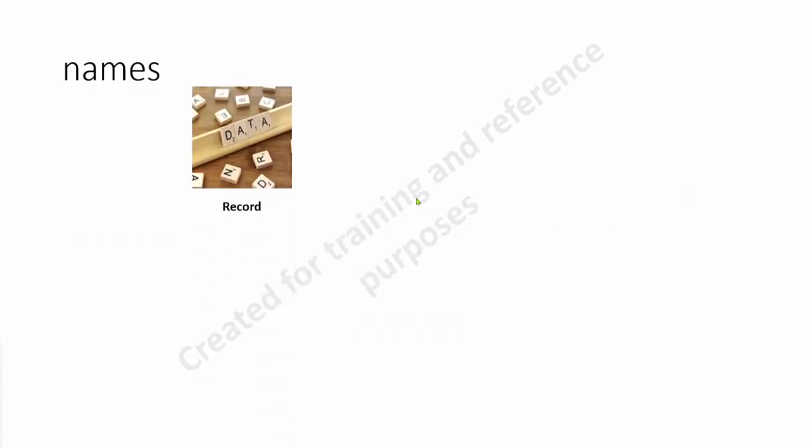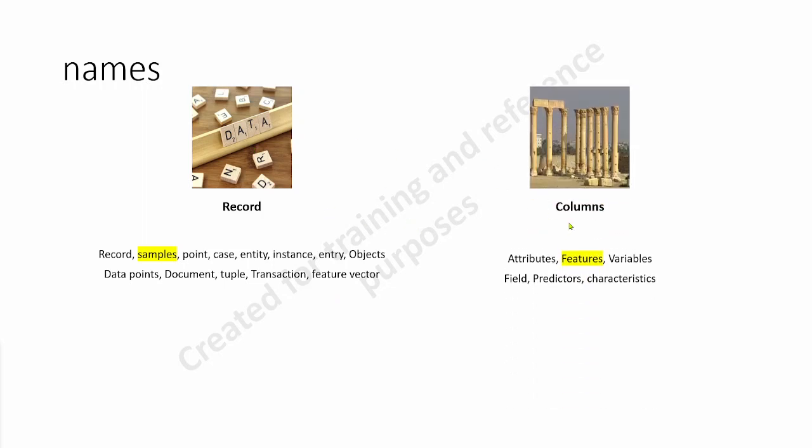Now, in terms of names, the rows are called records, and records also have various other synonyms like samples, point, case, entities, instance, entry, objects, data points, document, tuple, transactions, and feature vector. These are all different synonyms for the same thing. Similarly, the columns are also called by various synonyms like attributes, variables, field, predictors, and characteristics.